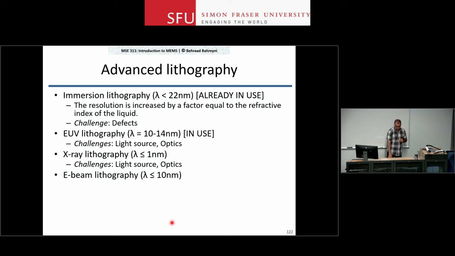E-beam lithography, you use electron beams instead of light, and you use electrons instead of photons to transfer the pattern onto your mask. It is used a lot nowadays to make those masks that we talked about. So far we talked about this pattern on the mask that you use to basically define features on the wafers, but we didn't talk about where that pattern on the mask came from.